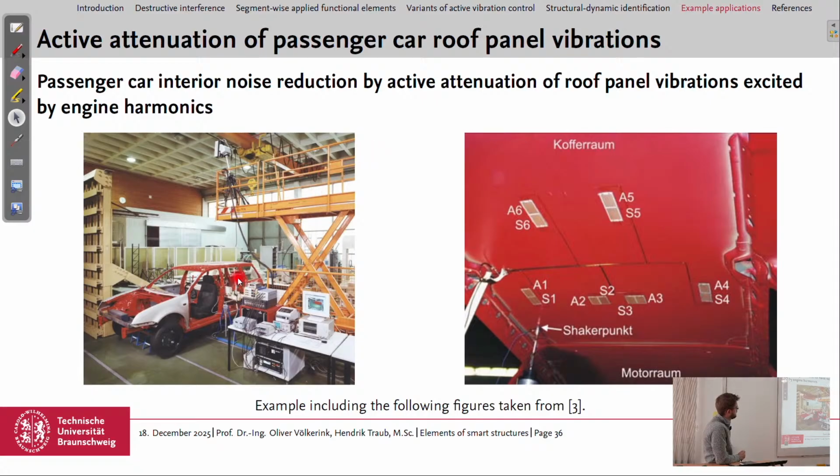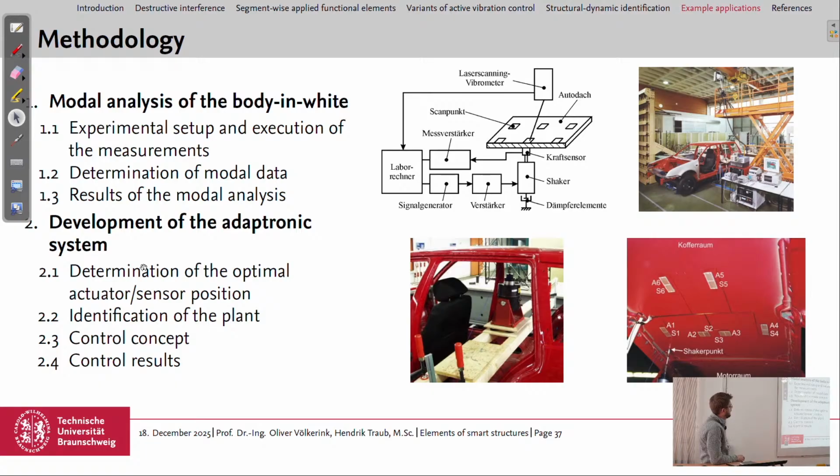The idea was for this body in white to calm down the vibration in the car roof by having actuators and sensors applied to the car roof, and to actively suppress the roof panel vibration, which is excited by the engine harmonics. And to do so, first the modal analysis was performed of the body in white.